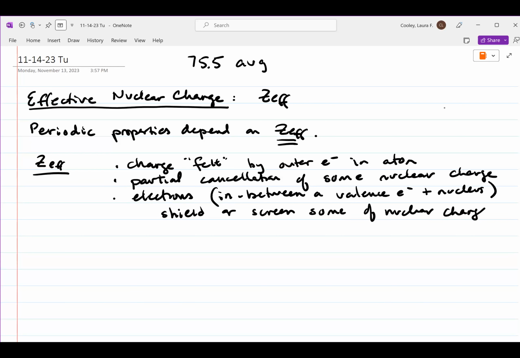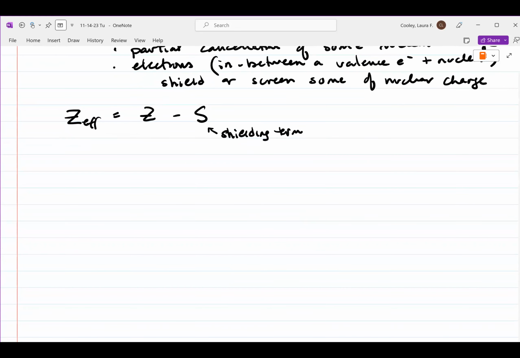So instead of dealing with the Z from the periodic table, we have to subtract a number from that to get what we call the effective nuclear charge. So this is subtracted. This is what we did last time. I had an activity where we went through doing this. This is basically the shielding term. And what we did last time was we made two assumptions about this shielding.